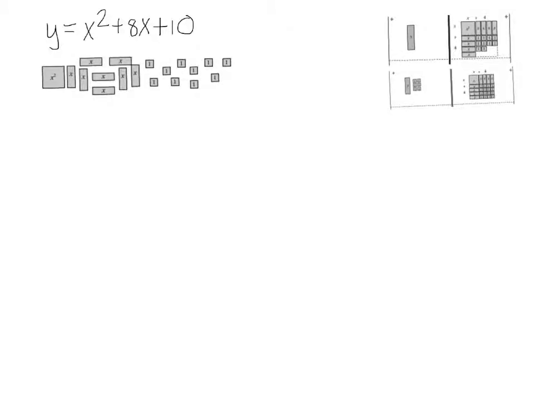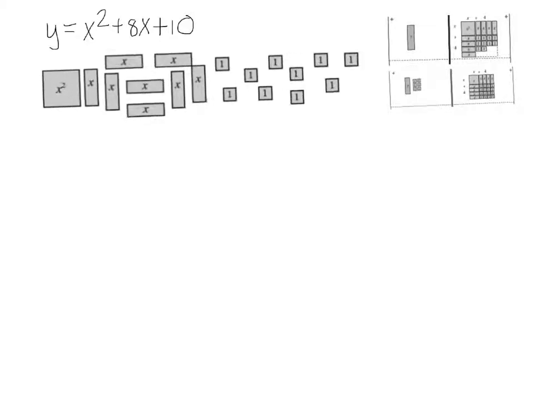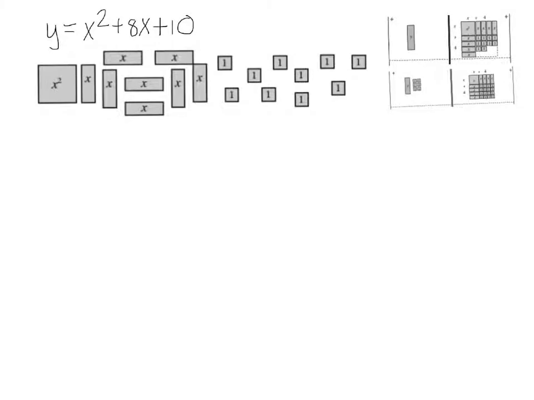So let's take a look at completing the square. The equation we're going to look at is up here in the top left-hand corner, y equals x squared plus 8x plus 10. The first thing I did was, with these algebra tiles, I represented what we start with. So here's my x squared tile, here's my 8x's, and here's my 10 units, or 10 unit squares.